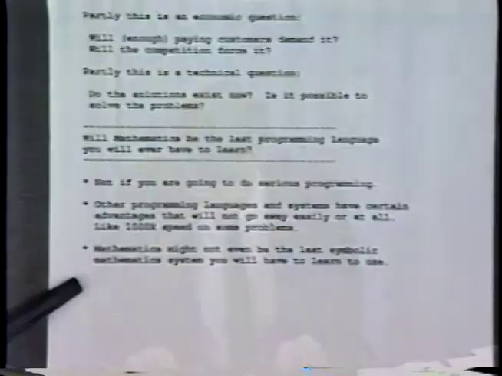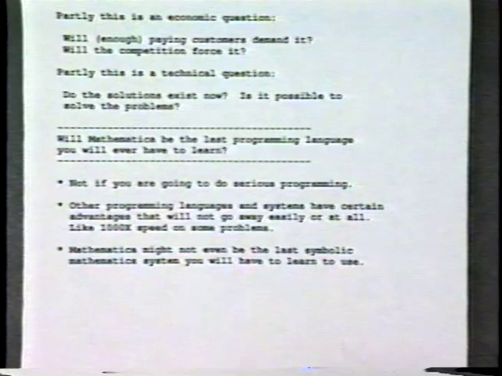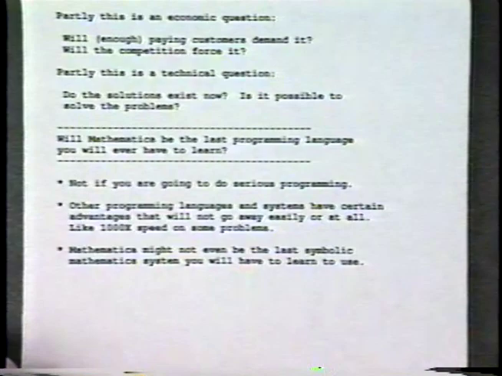In fact, Mathematica might not even be the last symbolic mathematics system you will have to learn to use if the packages and the facilities in Mathematica don't keep pace with the competition. Here's a question I'm often asked: should Mathematica be used as the first programming language? And maybe many of you are in that situation. How many of you are learning Mathematica as a first programming language? How many of you learned BASIC first? Almost everyone. How many of you learned Pascal as a first programming language? You learned Pascal since BASIC. Yeah. How many have learned Lisp? A couple. All right.